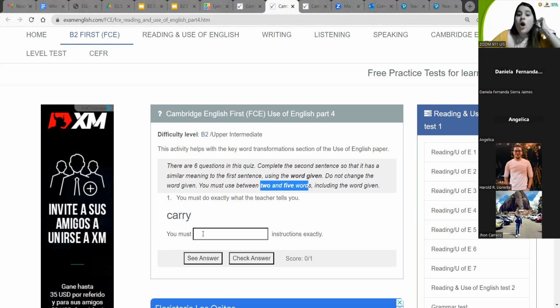Carry out. Okay, you must carry out. Yes, you must carry out. Carry out instructions clearly. You must carry out what? The instructions. The teacher's instruction clearly or exactly. You must carry out the teacher's instructions clearly.